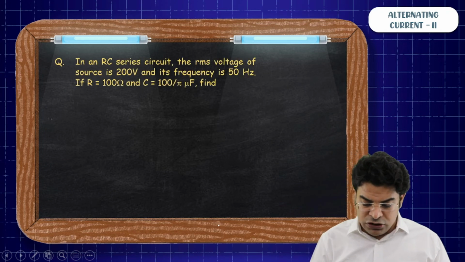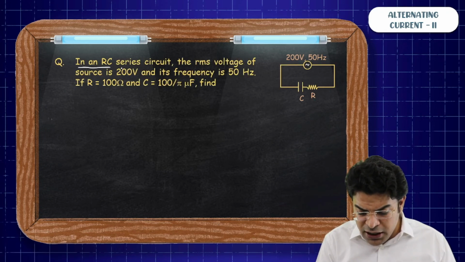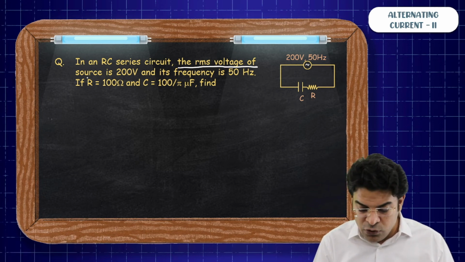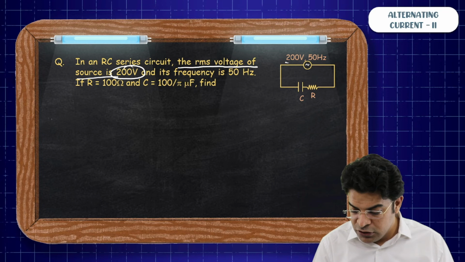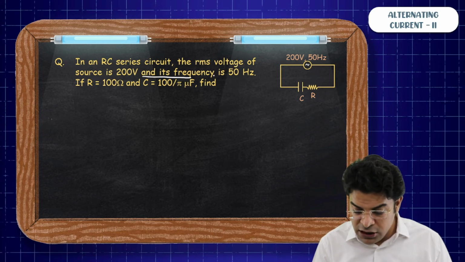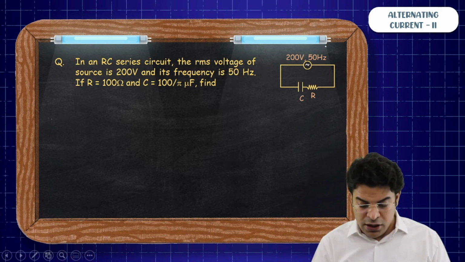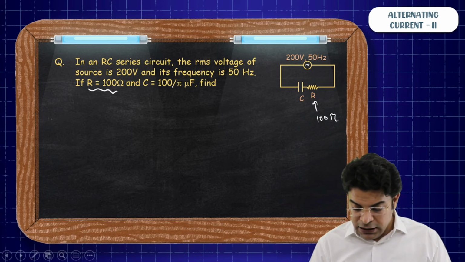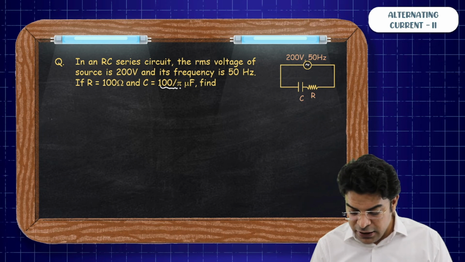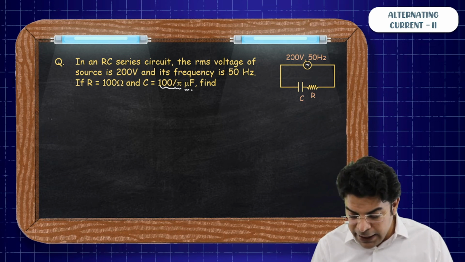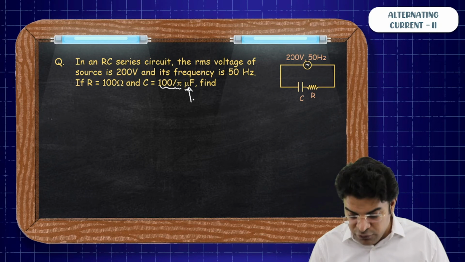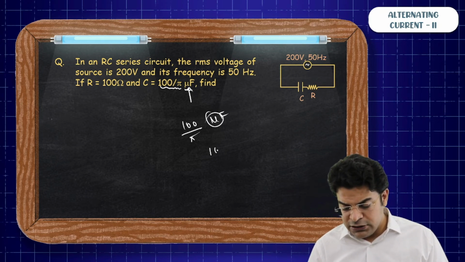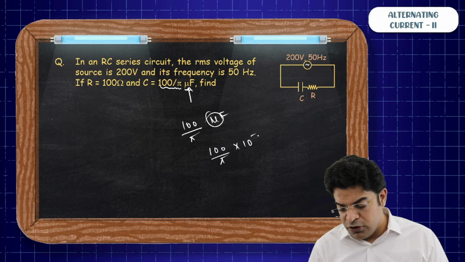Now let's see a question based on this. In an RC series circuit, the RMS voltage of the source is 200 volt and its frequency is 50 hertz. If resistance is 100 ohm and capacitance is 100 by pi microfarad. Microfarad means 100 by pi into 10 raised to the power of minus 6 farad.